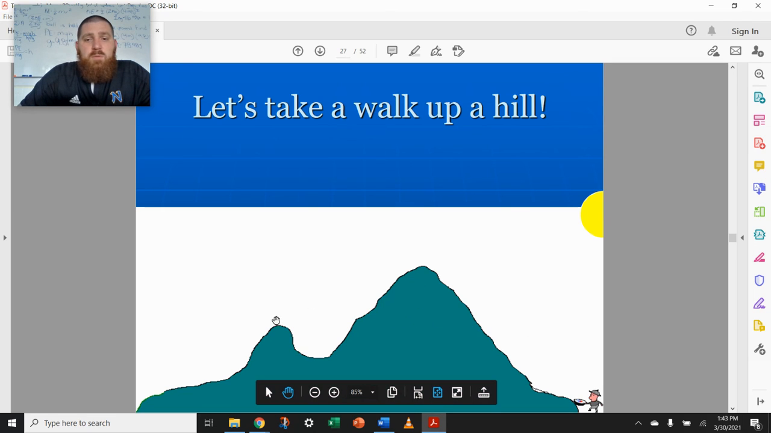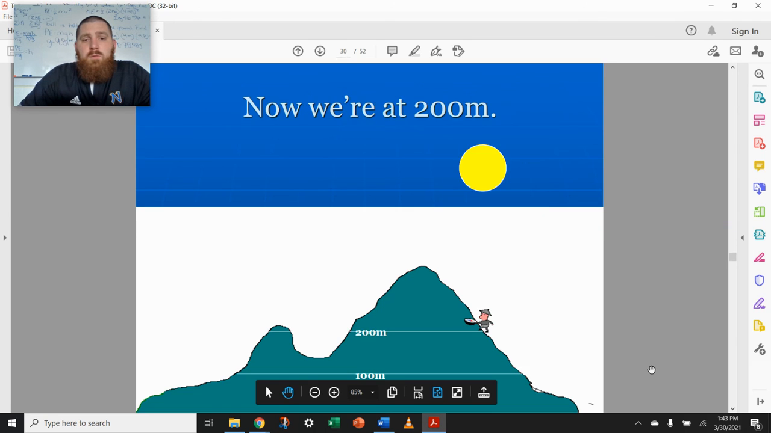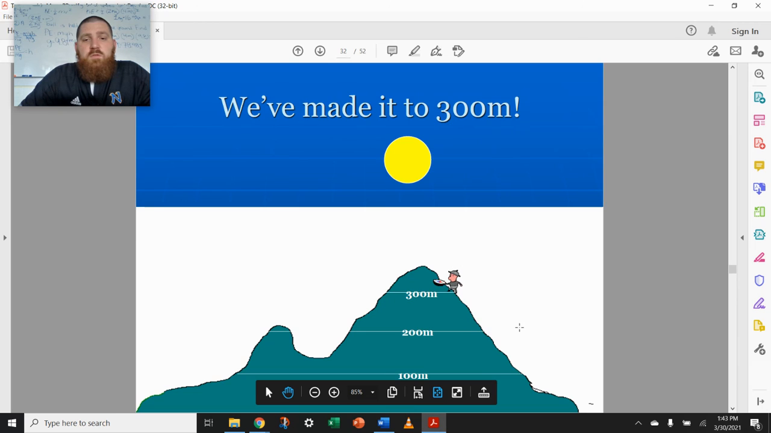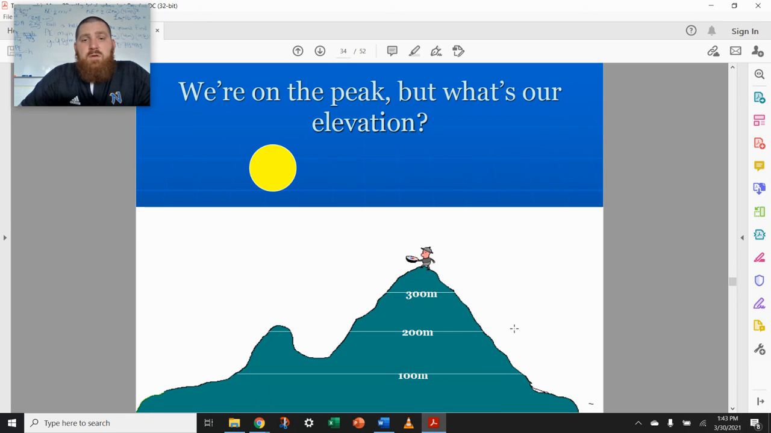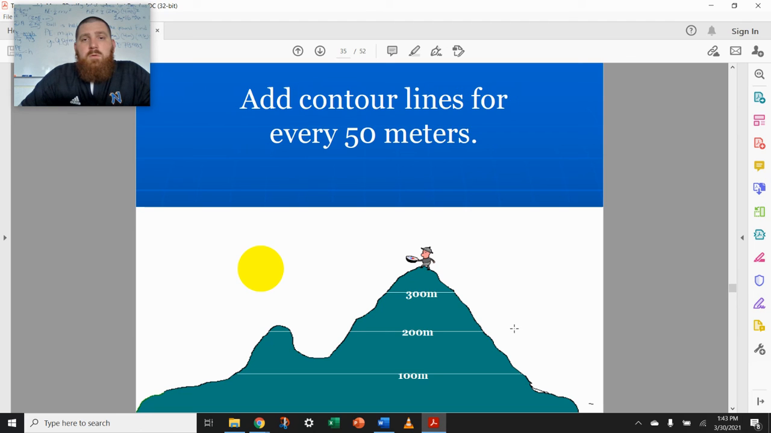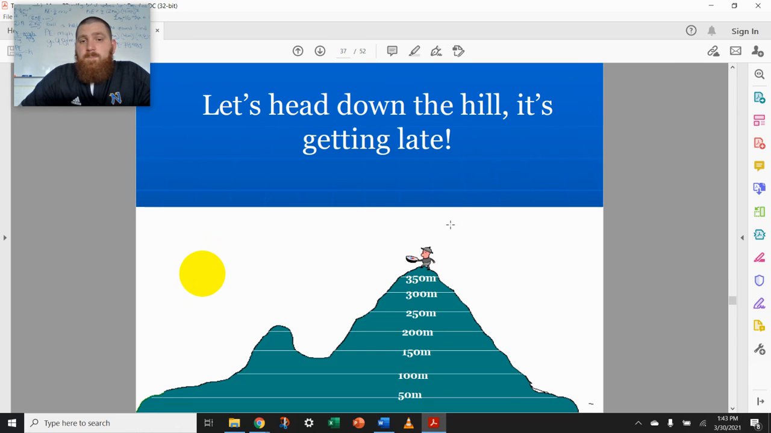real world, here we have our person, our little explorer here, walking up a hill. As they walk up the hill, they're going to mark these different elevations. So we have 100 meters, 200 meters, 300 meters, and then they're at the peak. Now, if we were to do contour lines for every 50 meters, we can see that the peak right here gets up to 350, but we know it's going to be less than 400.